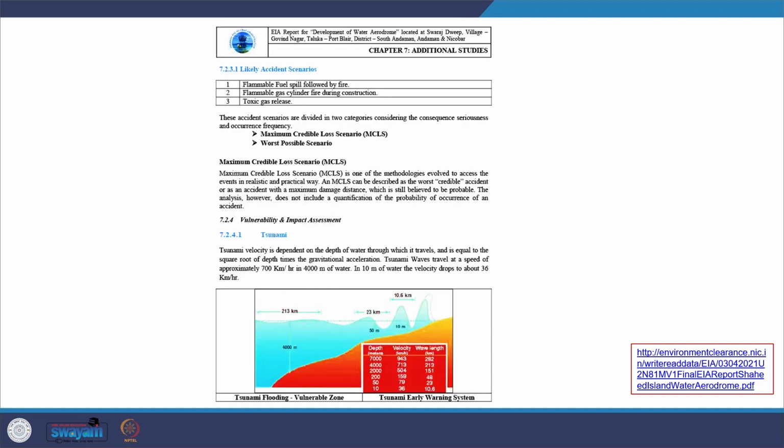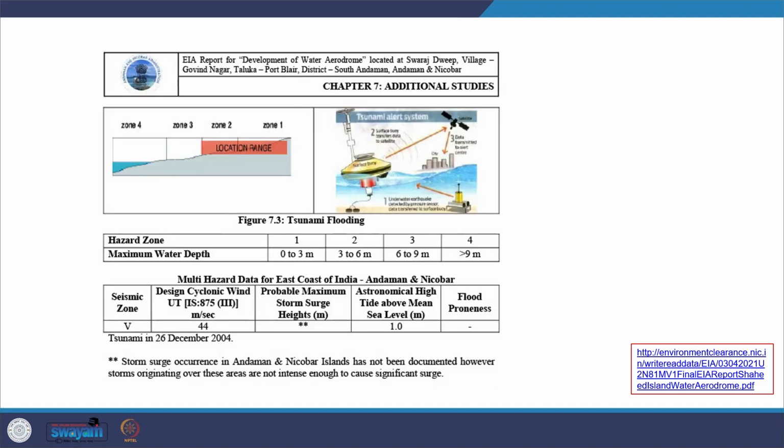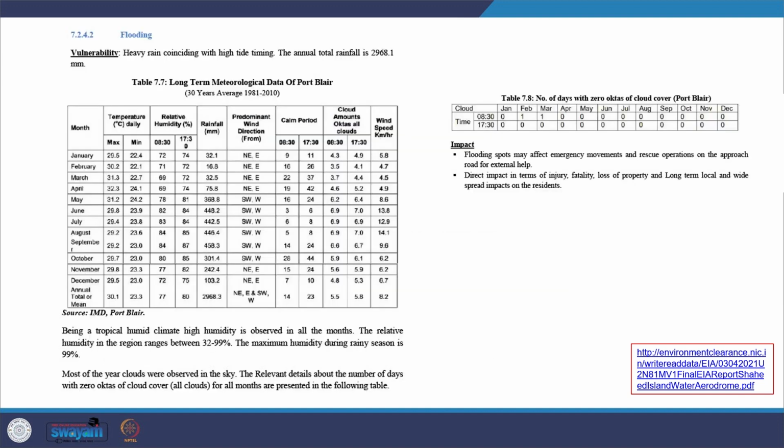And then all likely accident scenarios, and then also they have analyzed the vulnerability and impact assessments related with tsunami and all kinds of flooding which can happen. So that has been seen. Then you also see that they have looked into the time series data with respect to Port Blair. So they have looked into the 30 years average, 1981 to 2010 data, to understand how the flooding vulnerability is there with respect to heavy rain coinciding with high tide timing.